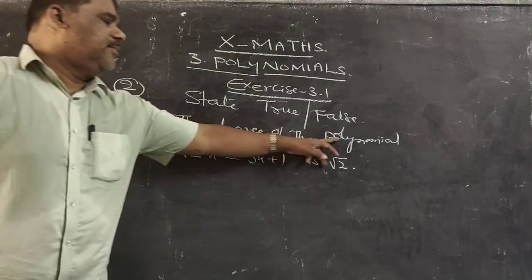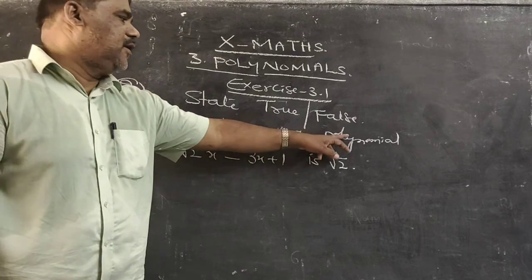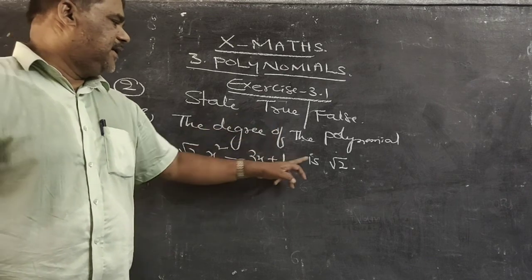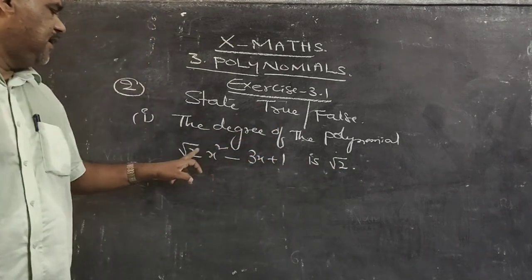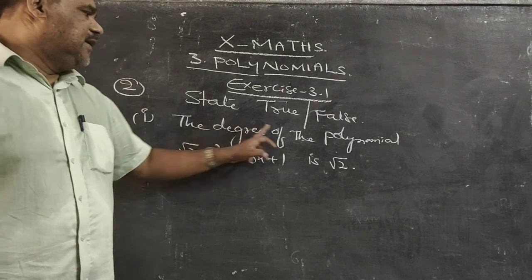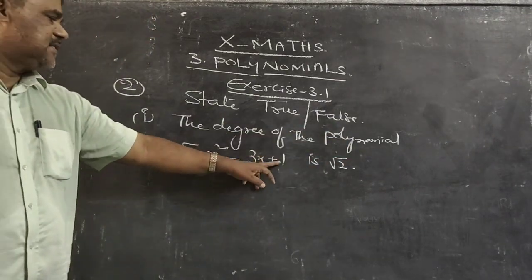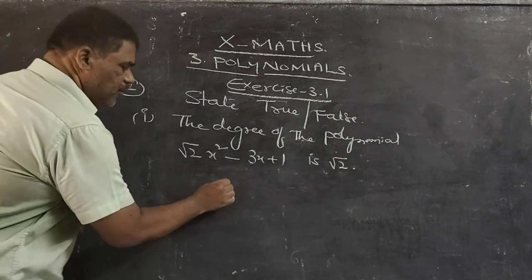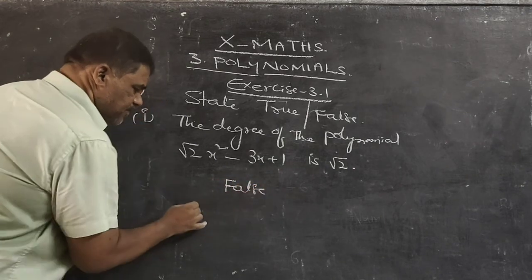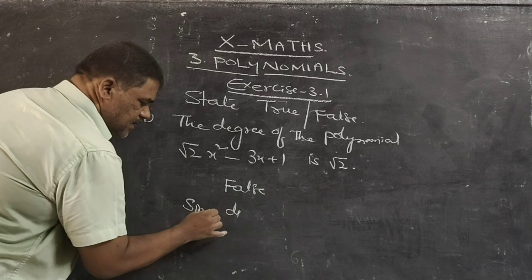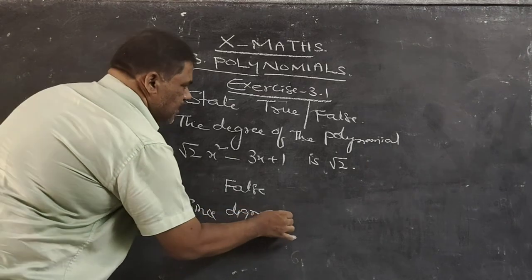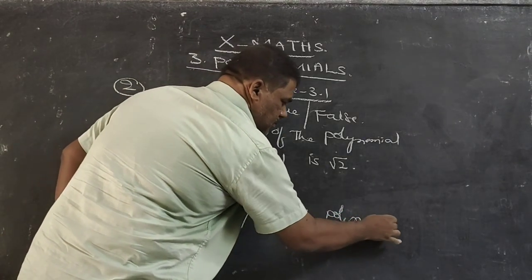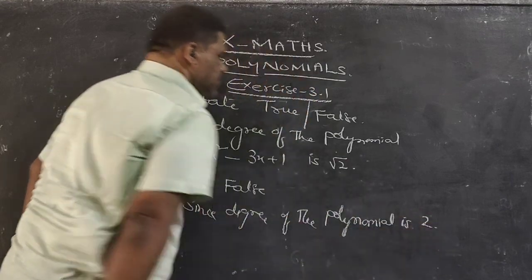The degree of the polynomial means the highest power of the variable. So here the variable is x, and its highest power is 2. But in the problem the degree of the polynomial is given as root 2. Root 2 is not the degree, it is the coefficient of x square. The highest power of x is 2, so the degree of the polynomial is 2, not root 2. Therefore the given statement is false, since the degree of the polynomial is 2.